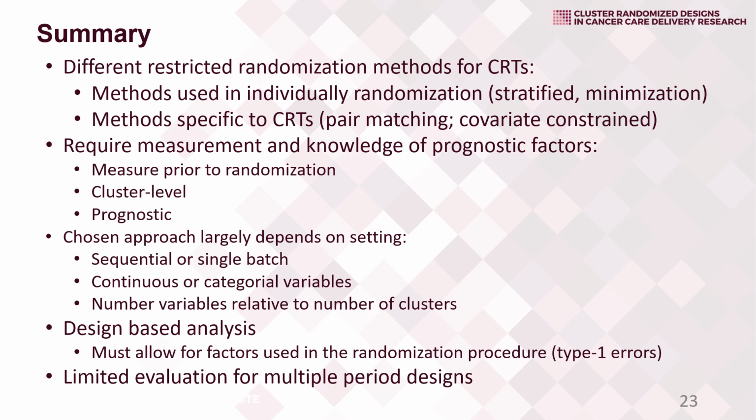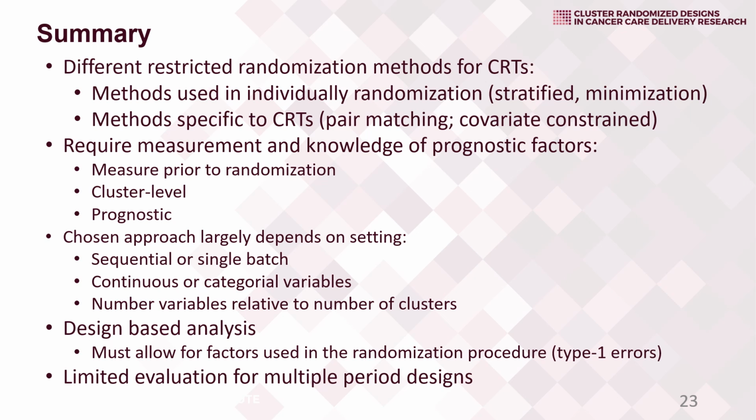So in summary then, there are different methods that we can use to implement a restricted randomization in cluster trials. Some of these methods are the same as we use in individually randomized designs, but there are a couple of methods that are very specific to cluster designs. Any of these methods require measurement and knowledge of what we might call prognostic factors. These have to be measured prior to randomization. They should be prognostic of the outcome, and importantly, in cluster level trials, they have to be measured at the cluster level.